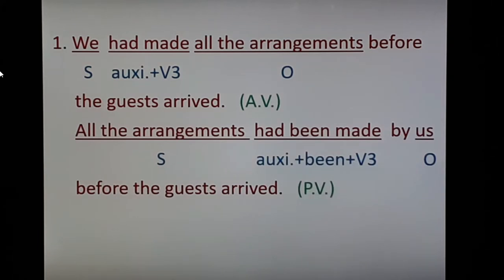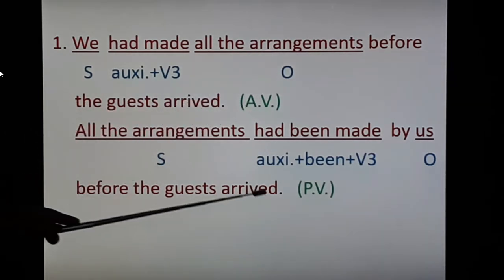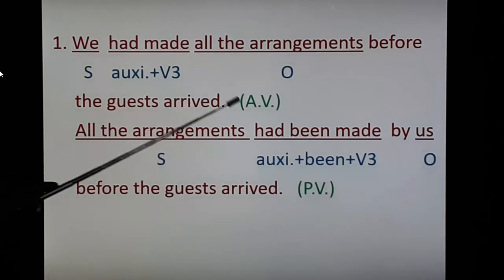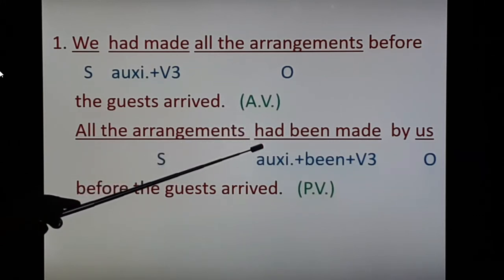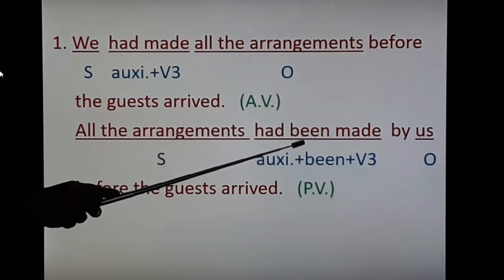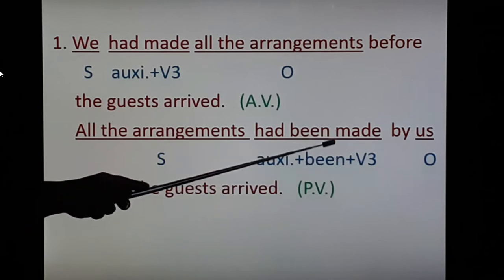Let's turn this active voice to passive. All the arrangements, this is an object in active voice, becomes subject in passive voice. So all the arrangements will work as a subject in passive voice. Then according to this you have to put the appropriate auxiliary verb, had. In singular and plural both you have to add had only. After that put been, B-E-E-N, been. It is compulsory in passive voice. Then you have to write V3 form of the main verb.